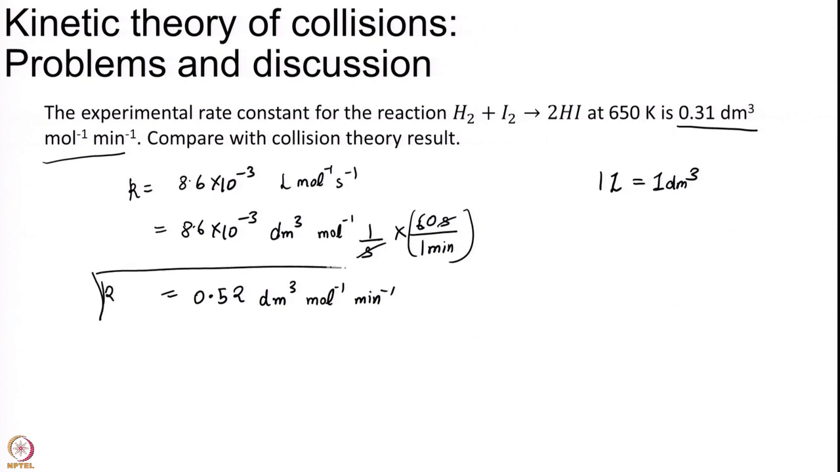So this is my K of collision theory, and this is experimental. This is not bad at all, given that this is such an approximate theory, it does not even have bonds. So if I have to think of H2 plus I2, H has a bond and I has a bond, and it does not look like a sphere at all, right? H2 is not a sphere, but you see that the comparison is not bad, within a factor of 2. Okay. In your assignment, you will be solving more problems.